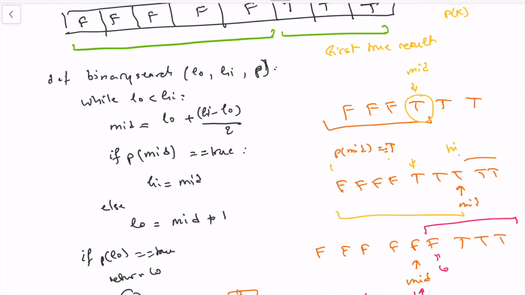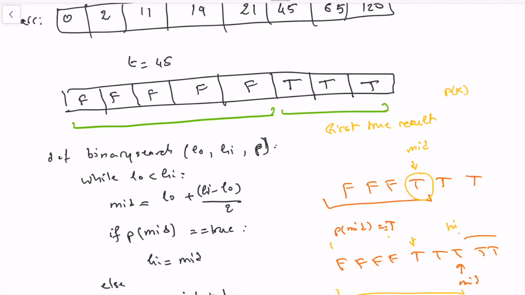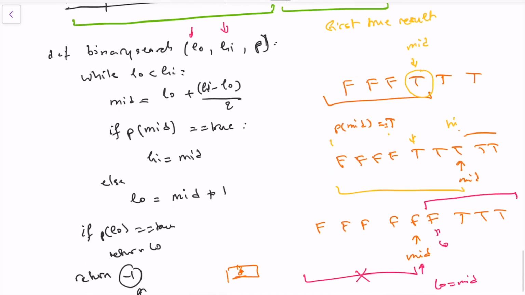Okay, so this is the general template. For your problem, you will need to formulate it in terms of this P of X, where we are looking for the first value where P of X is true, or looking for the last value where P of X is false, and then just set your low value and your high value and apply this template here.